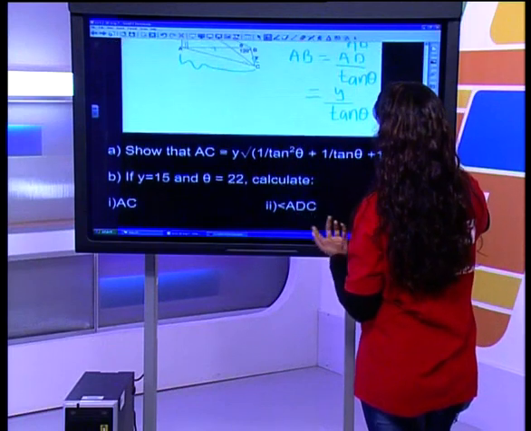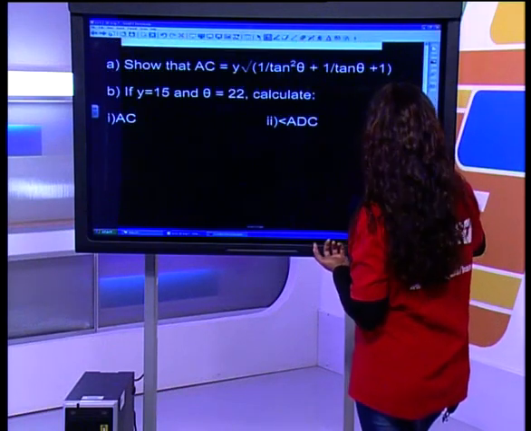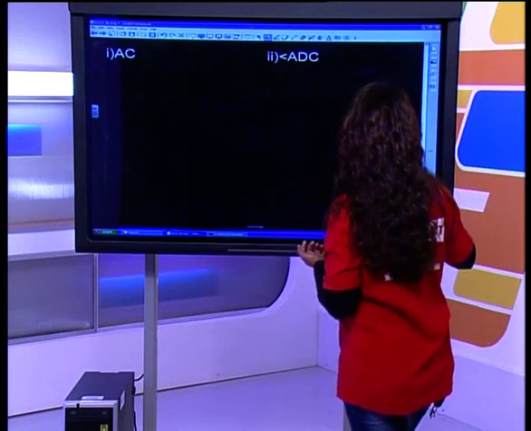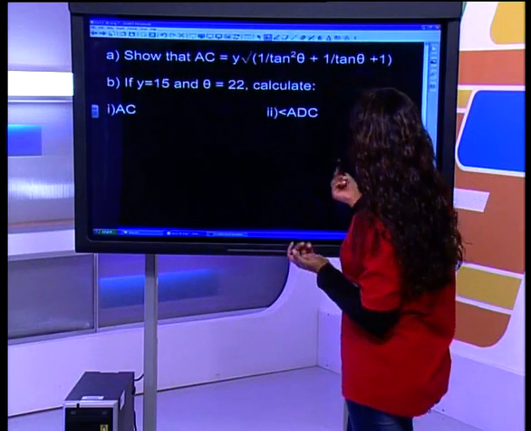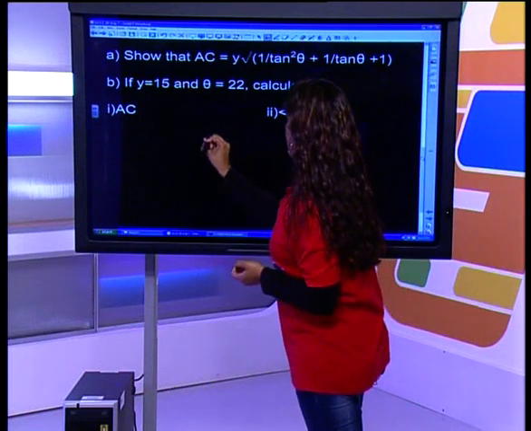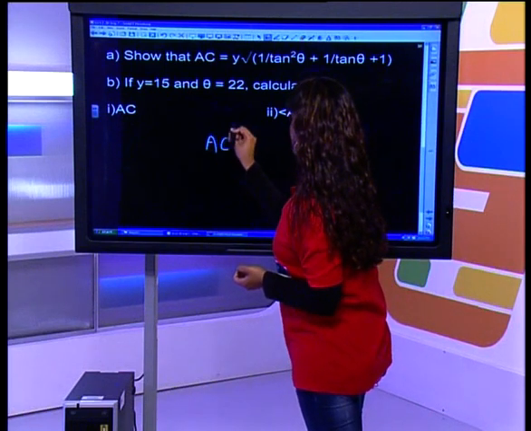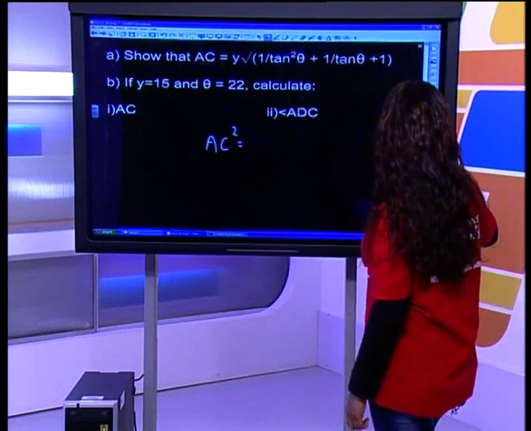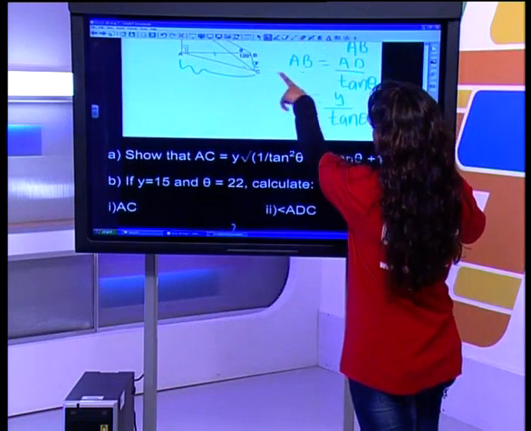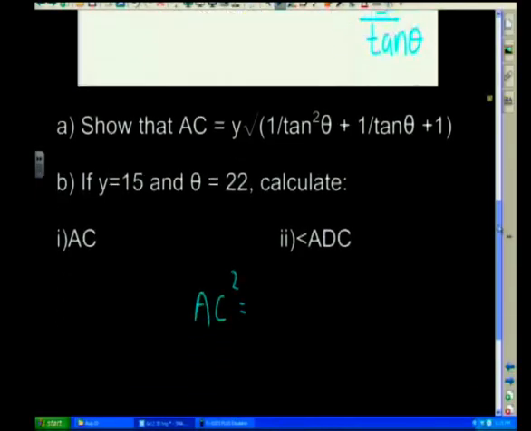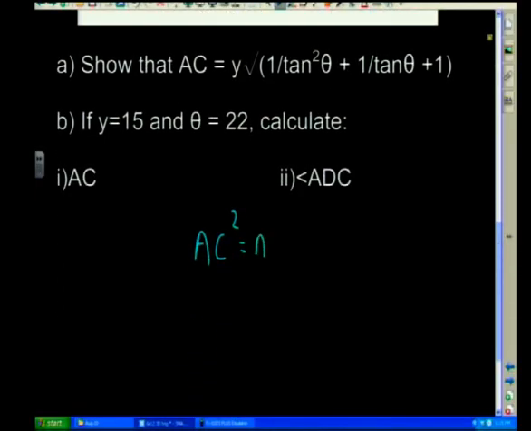Let's set this out, and I'm just going to go away from the diagram for a little bit so that we can get some space here. Remember, we're looking for AC and we're using the cos rule. So AC squared is equal to AB squared plus BC squared, minus 2 times the product of those sides.